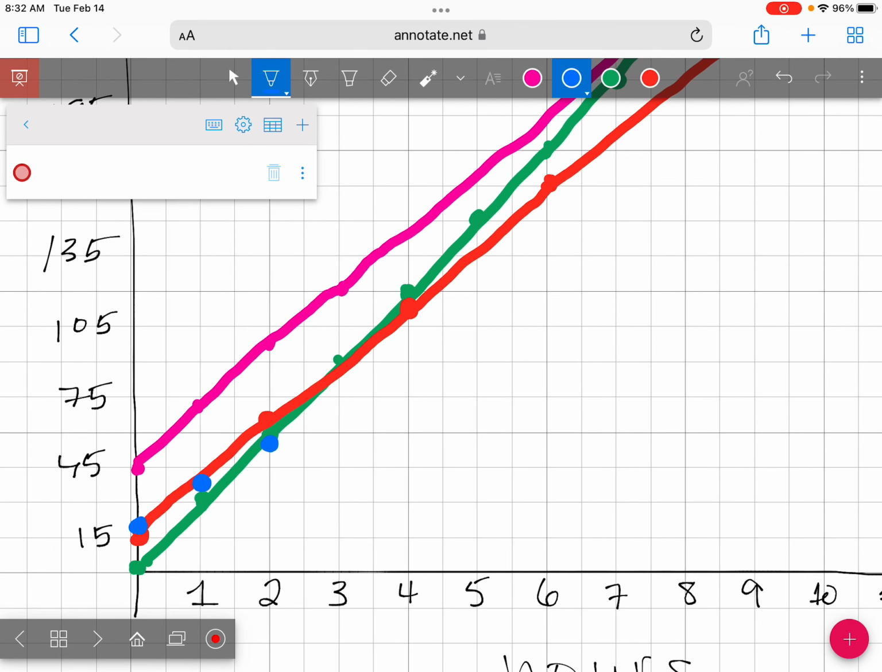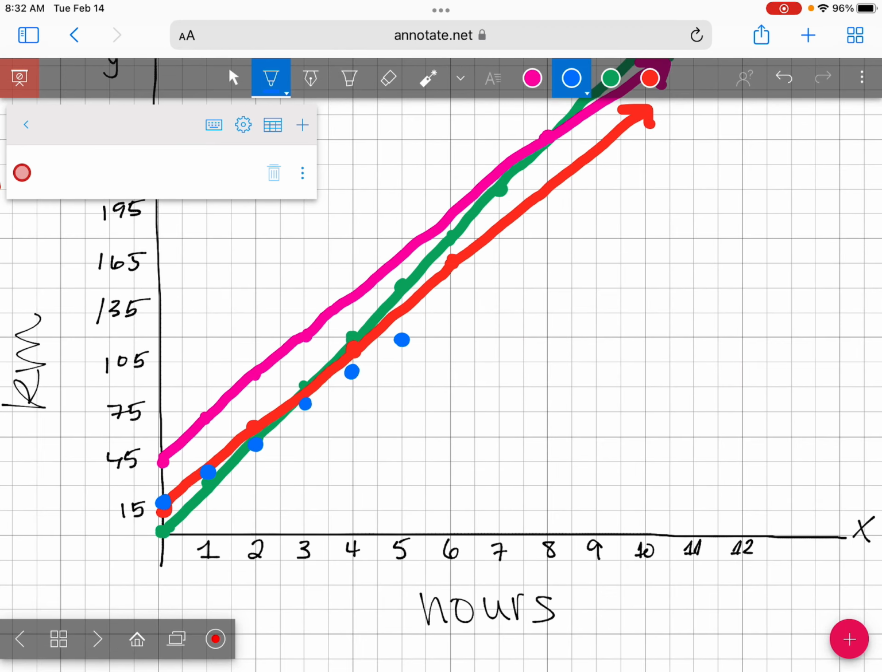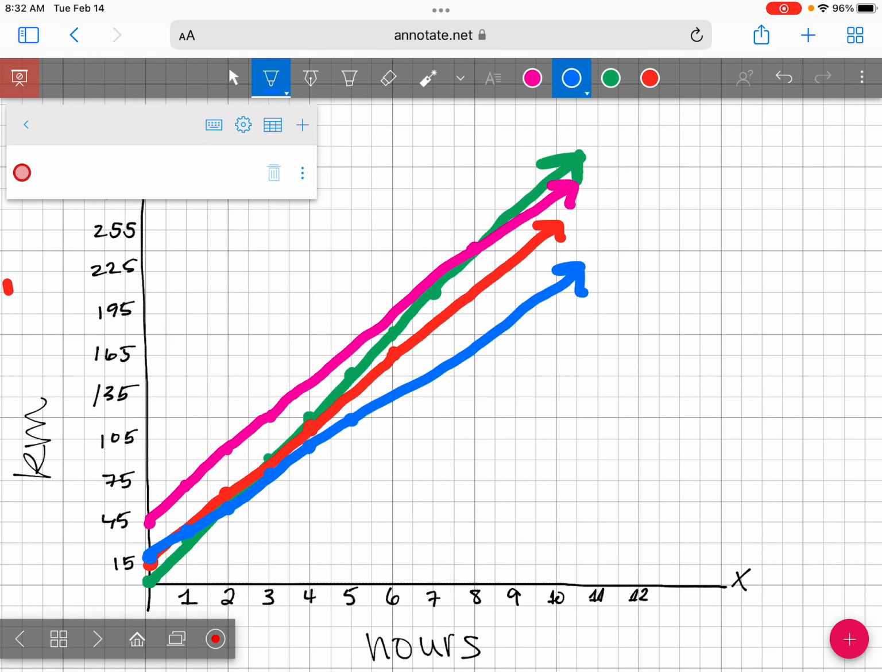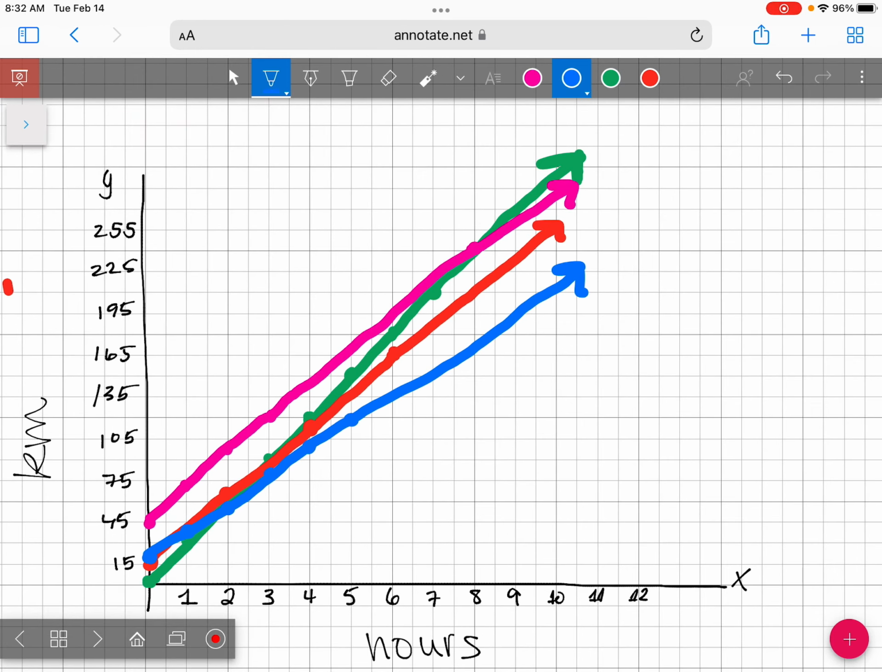3 hours, 80. 4 hours, 100. 5 hours, 120. Or, whoops, that should be right here. Yeah. Okay. So now we can get the gist of her line. Mine looks really bad, probably. But there you go. There are all 4 cyclists on one graph.